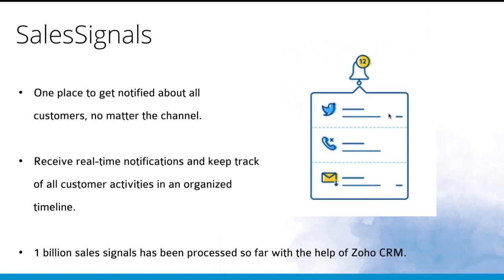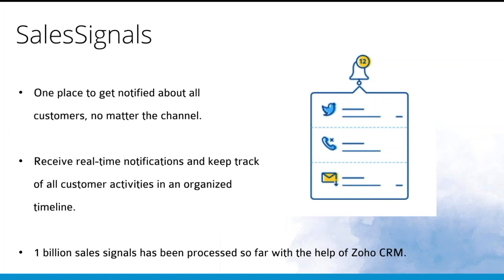And let's move on to the sales signals. One of the new features that we created is called sales signals. This is the real-time notification that comes to your account when your customer engages with your organization through any one of the communication methods we are discussing. So the sales signals feature in Zoho CRM enables you to receive real-time notifications from your leads or contacts or potential customers on your Zoho CRM homepage.